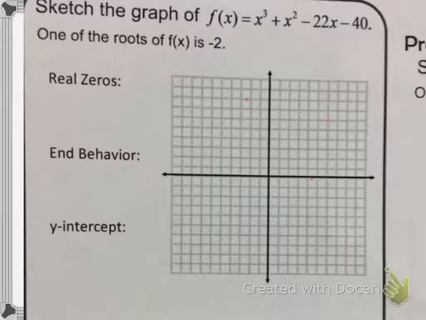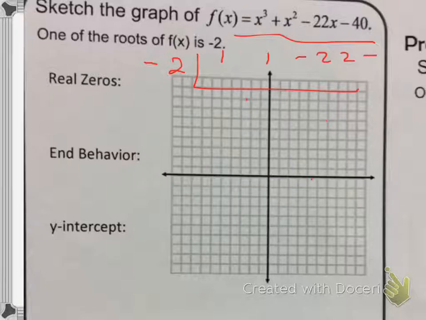So this one says sketch the graph, and this time it's in polynomial form here, but it does say that one of my roots is -2. So what I'm going to do there is I'm going to do synthetic division with -2. So I'm going to go 1, 1, -22, and -40. I'm going to drop the 1 straight down, multiply by the -2, add straight down, multiply by the -2, add straight down, multiply by the -2, and add straight down.